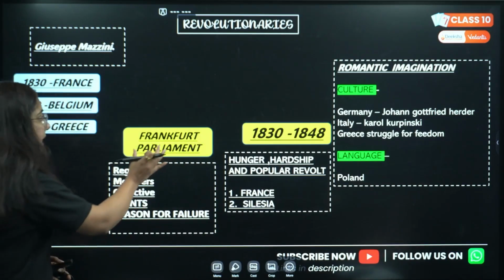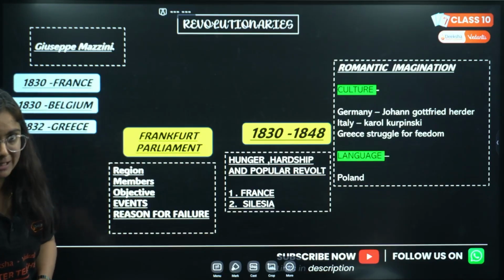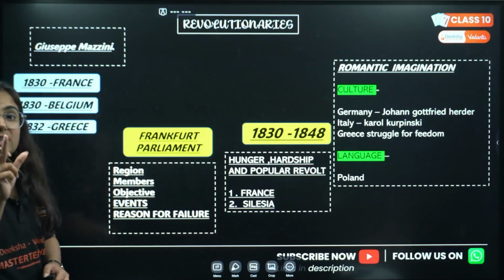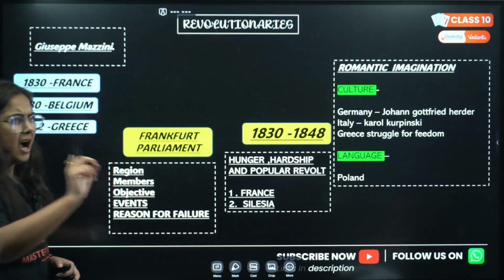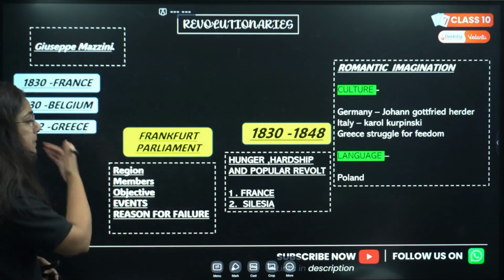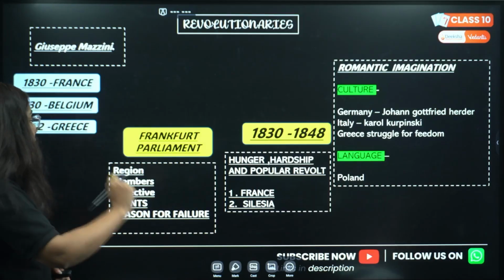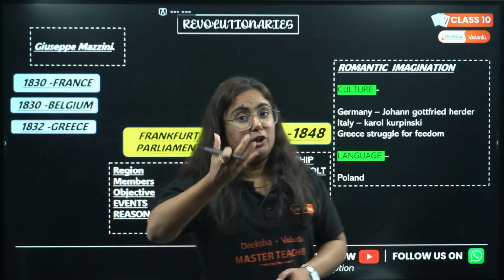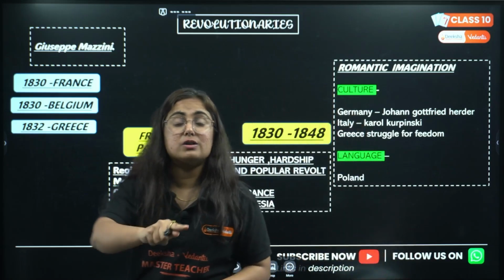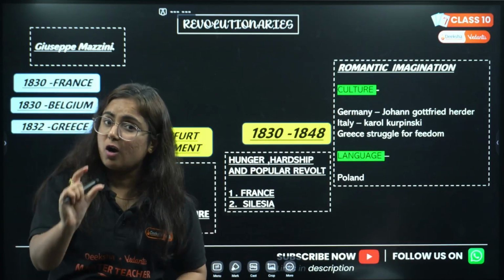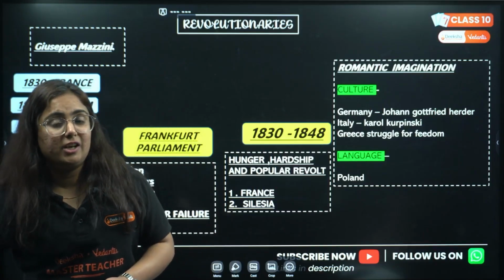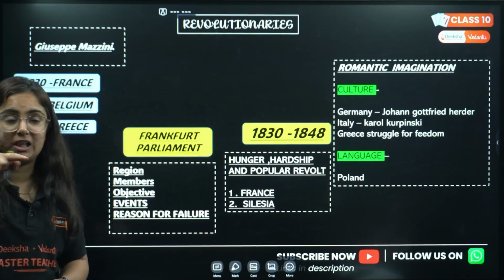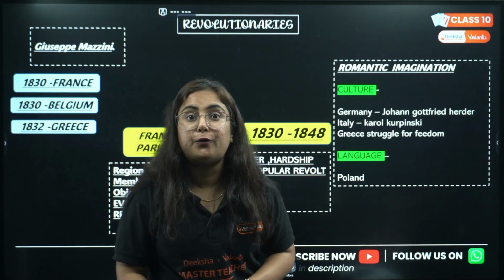Now they met at a parliament popularly known as the Frankfurt Parliament. Popularly known as what, beta? Frankfurt Parliament. If we talk about region, this was the German region. Some 800 members, I guess it's 839 members. Sorry, it's 831 members who met at the Frankfurt Parliament. The objective was to unite that German region and have a constitutional monarchy that works according to the constitution. We'll have a representative body, a parliament in Germany, and then the constitution will be formed. This was the objective of the Frankfurt Parliament, but it failed.